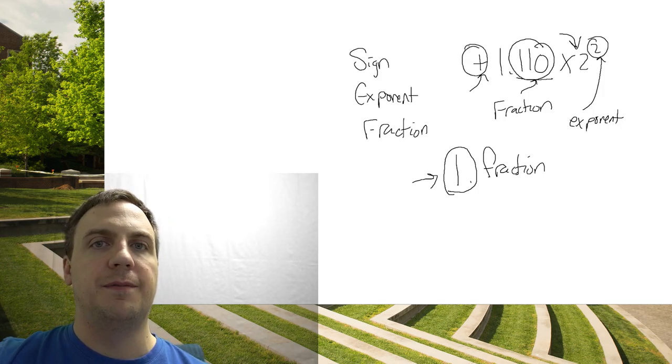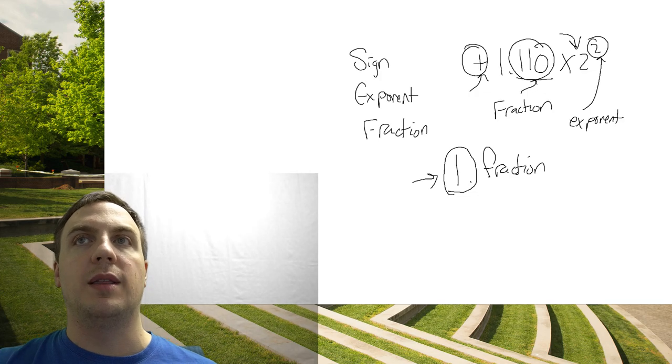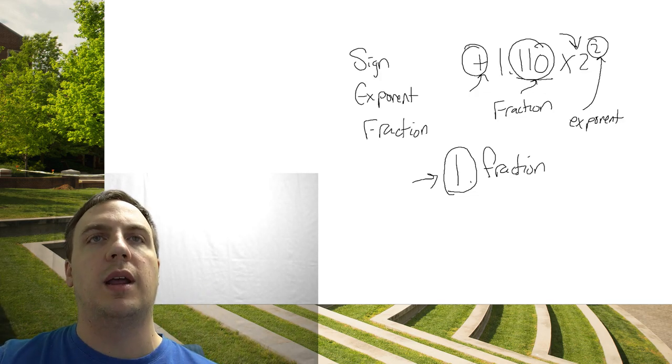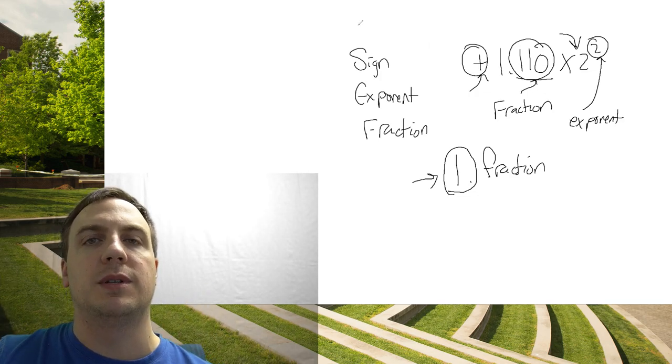Now, there are a little bit of weird things that have to go on. The exponent is not exactly squared here. You'll see that we bias the exponent so that we can have negative exponents. So let's take a look at the lecture.